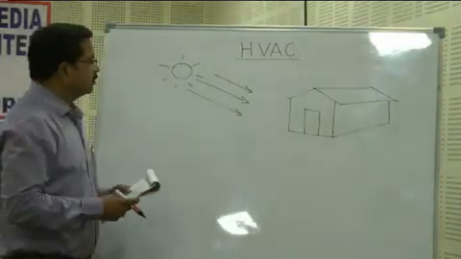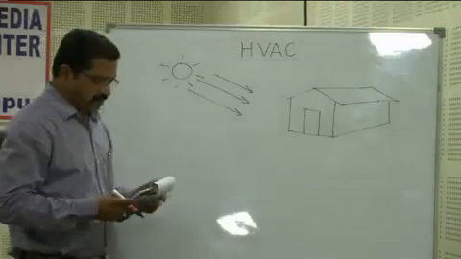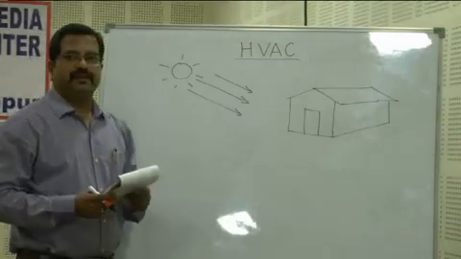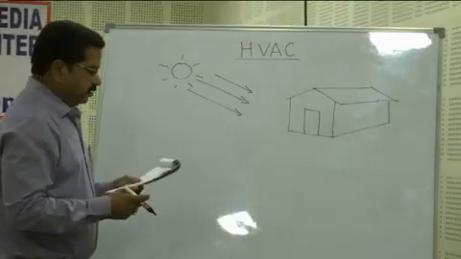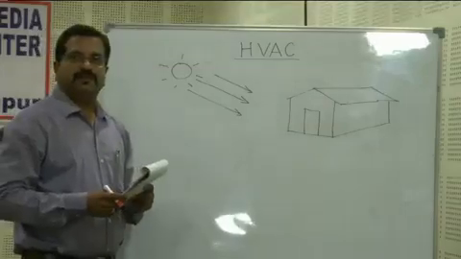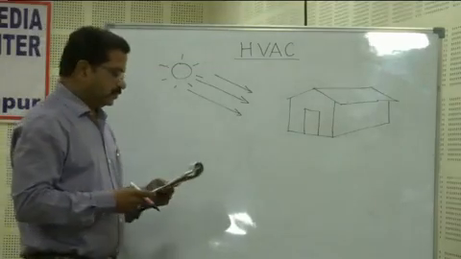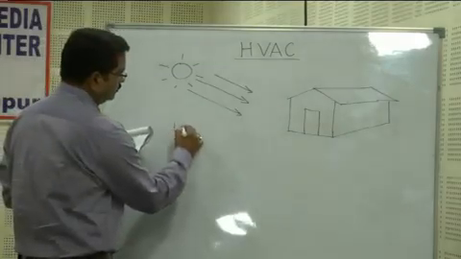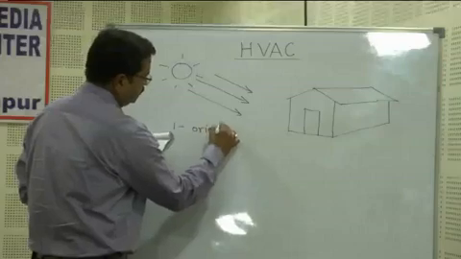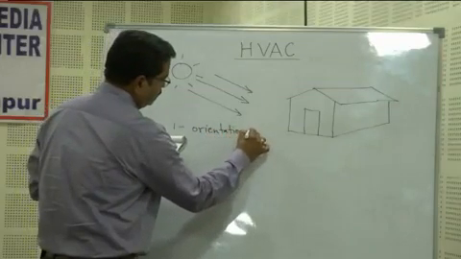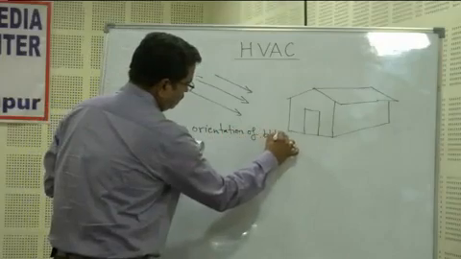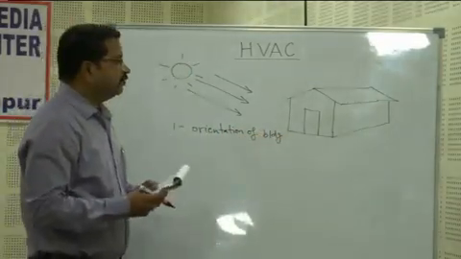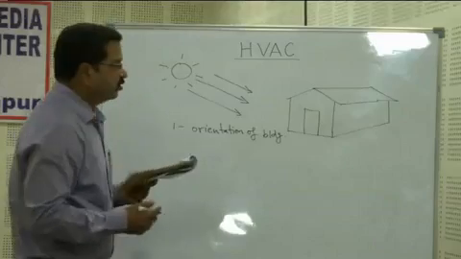Suppose we are having our building, this is just for example, and we are having sun direction on this side. To protect our building from heating, we have various methods. So one is orientation of the building. By orienting our building in a way, we can save a lot of energy.